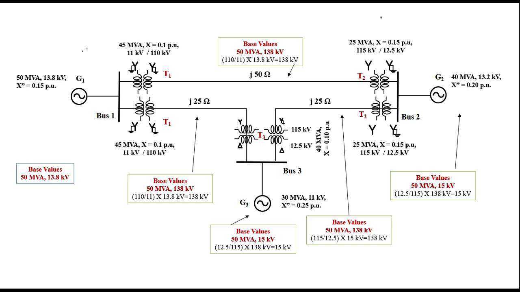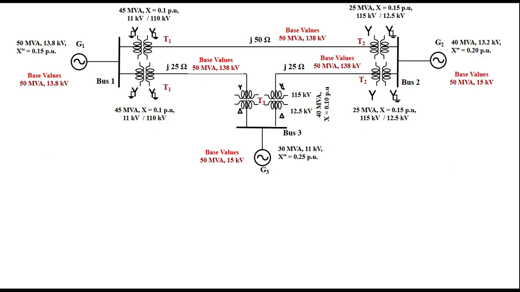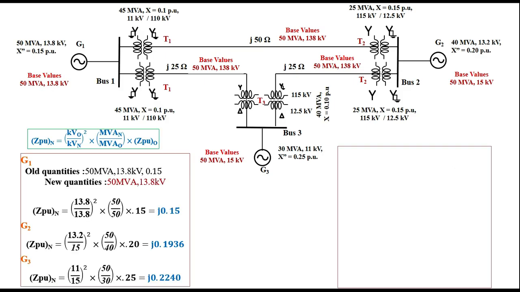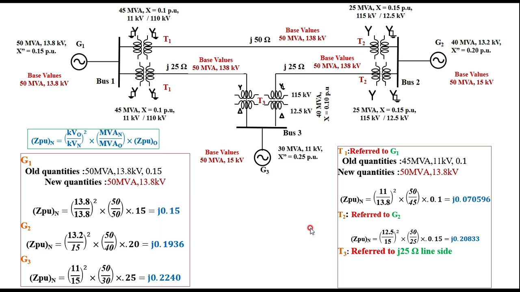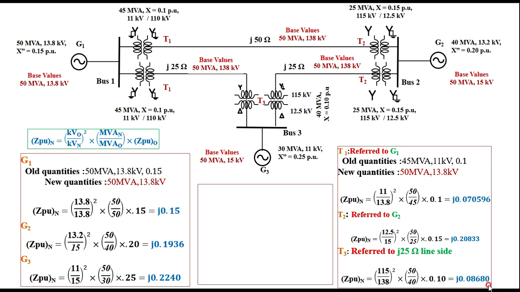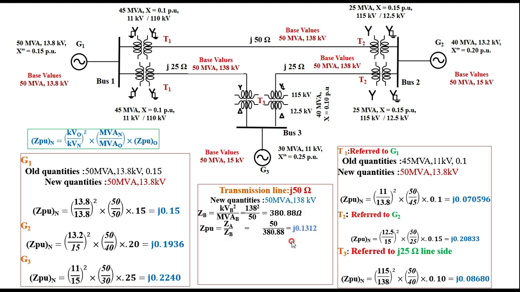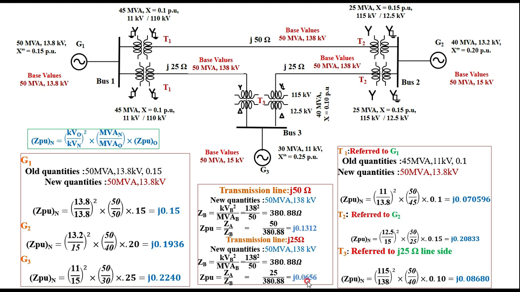It is all explained here how to transfer the base quantities to the different parts of the circuit. You have calculated all the system per unit values. The ones that were not visible at that time are 0.2240, and for transformer T3 it is 0.086. Similarly for the transmission line with the value 380.88 ohm, the new per unit value is 0.0656 for the Z25 ohm transmission line.